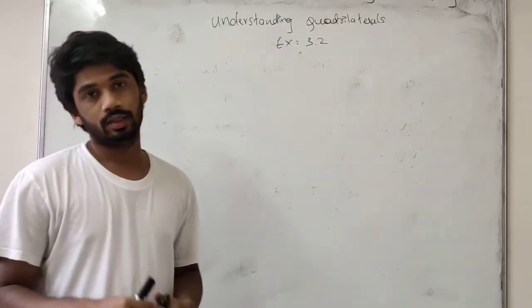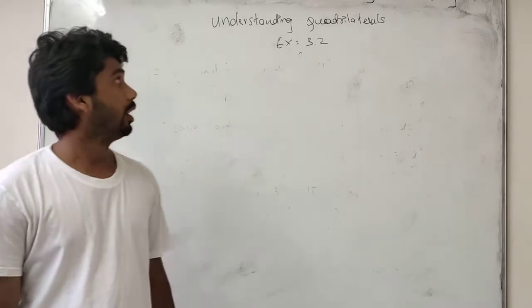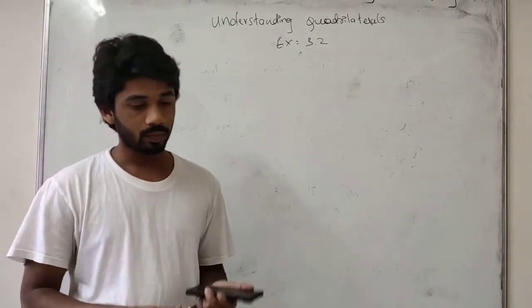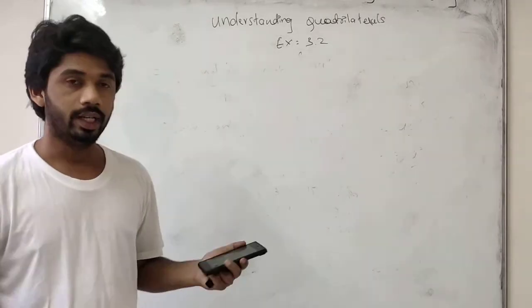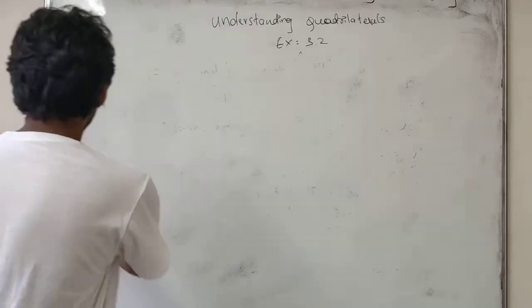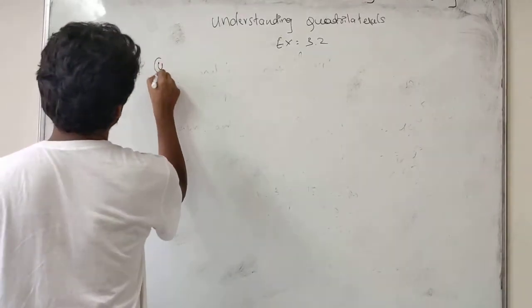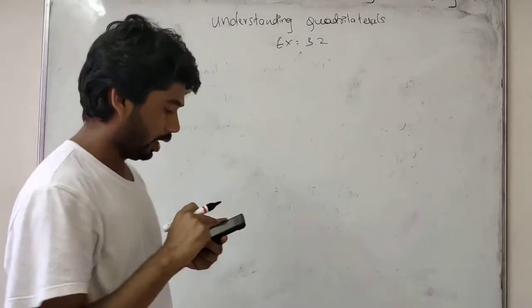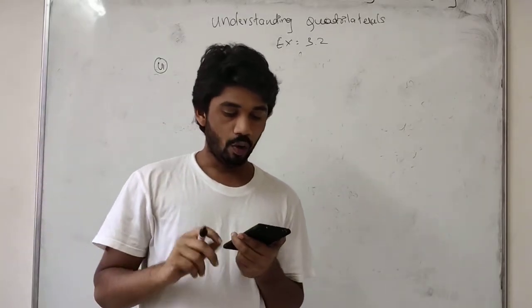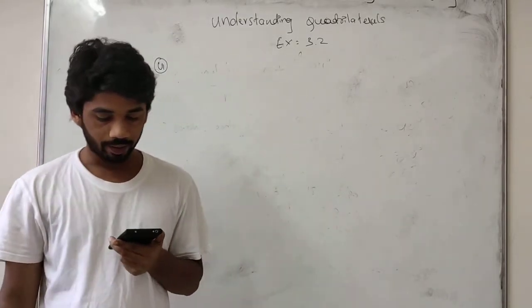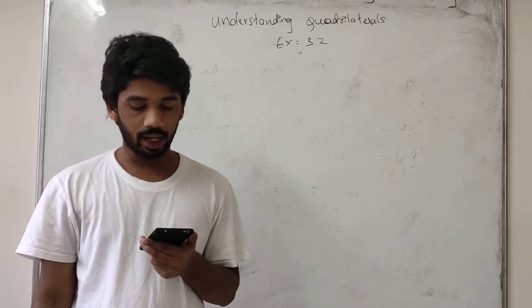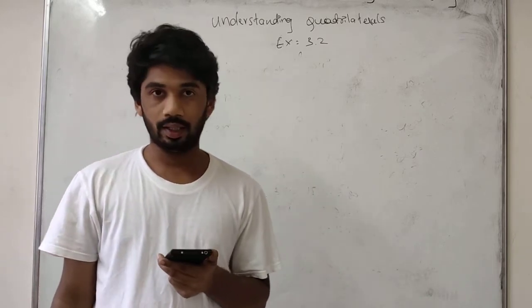Okay students, now let's start the class. Exercise 3.2. The next problem is the fourth one. I'll read out the question. How many sides does the regular polygon have if each of the internal angles is 165 degrees?